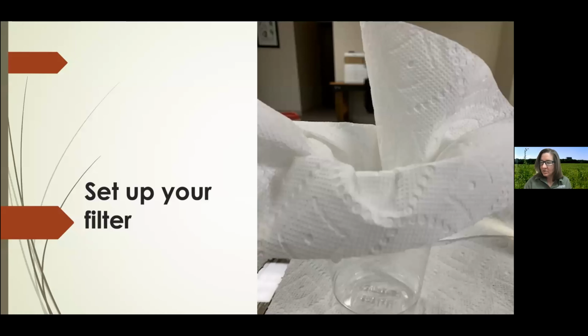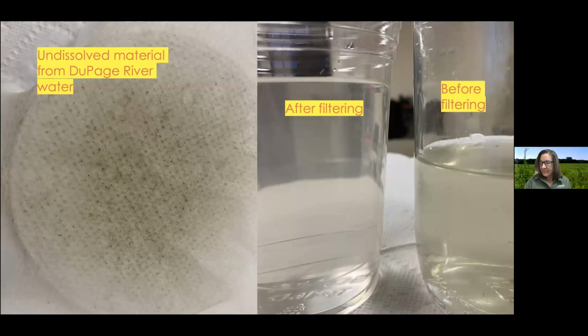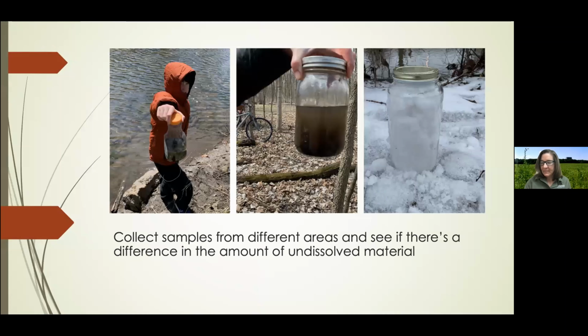After you've had a good look, use a paper towel or coffee filter to remove those undissolved items from your water sample. What do you see in your water? What about on your filter? Try comparing water that you've collected from different locations, like a pond and a river. Is there a difference in what you see on your filter?